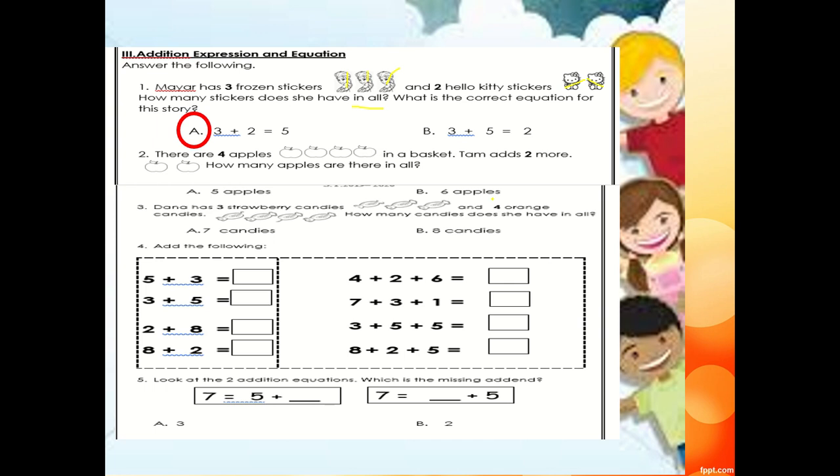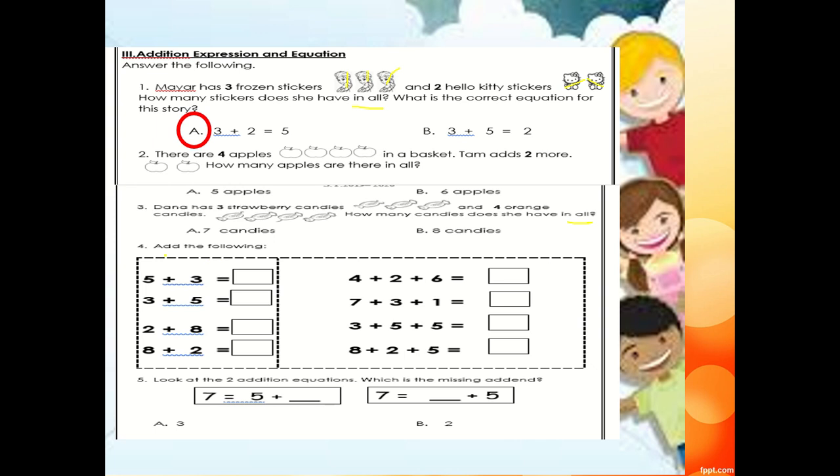Are you finished? And circle your answer. Let's proceed in number 3. Dana has 3 strawberry candies and 4 orange candies. How many candies does she have in all? Is it letter A, 7 candies, or letter B, 8 candies? Circle your answer again.